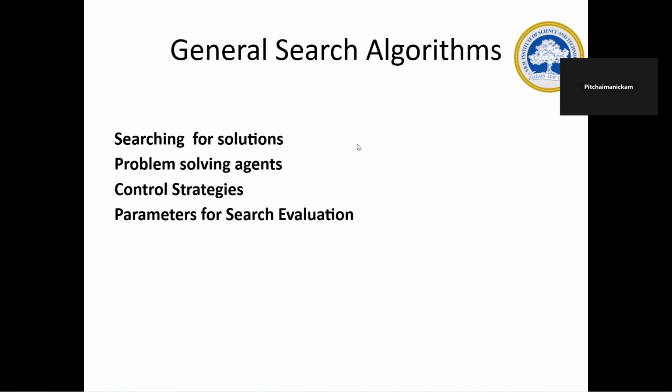Today's session we are going to discuss general search algorithms. This topic is one of the important topics for data intelligence. Here, in general search algorithms, you may have four different categories of solution. The first one is searching for the solution, and problem solving agents, and what is the role of agents, and how this agent will be helpful for solving the problem.